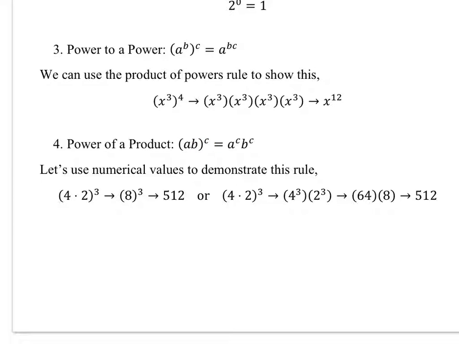Distributive involves addition. Okay? So a power of a product, take each of those factors. What if I had like 5 factors? Same thing. Proof of it is right here. Very simple. 4 times 2 to the third. What's 4 times 2? 8. 8 to the third is 512.